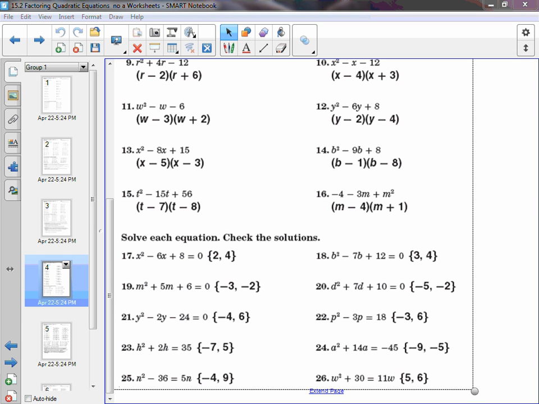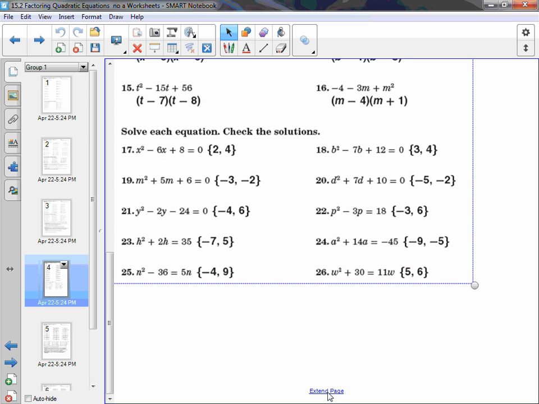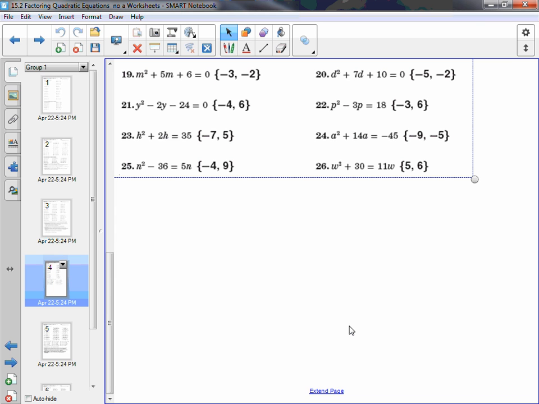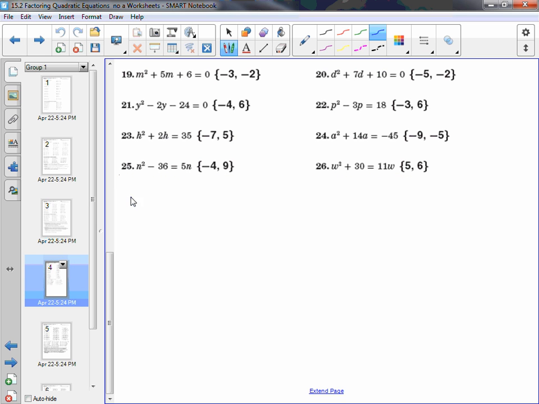Okay, are there any of these we need to go over? Let's take a look at number 23. On 23, they have the equation all out of sorts, don't they?